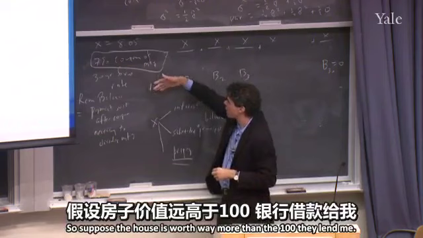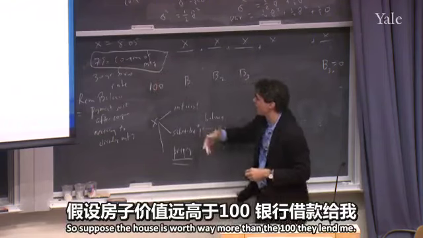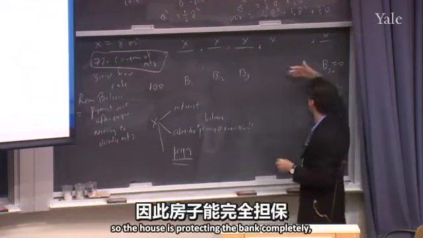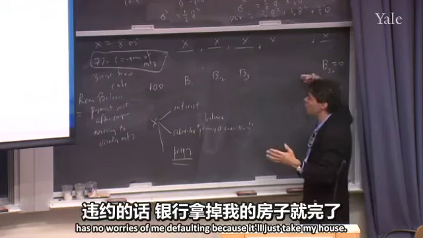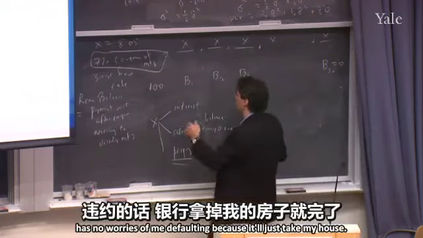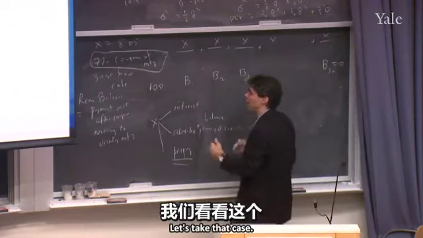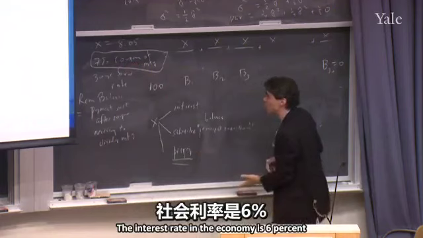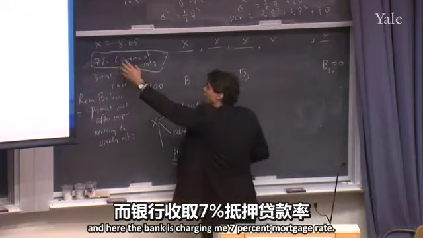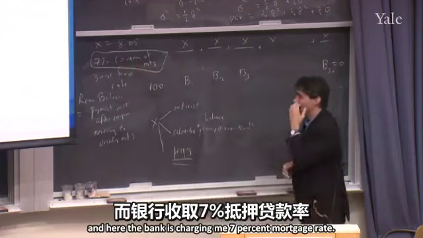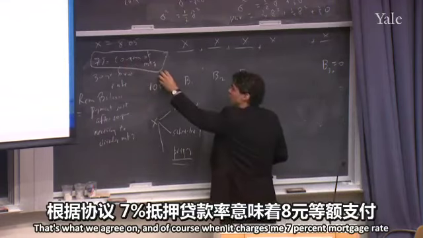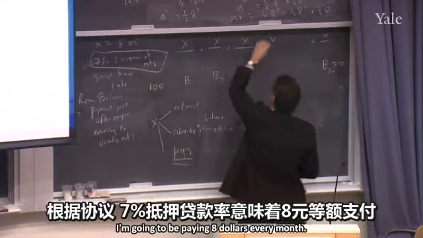So suppose the house is worth way more than the $100 they lend me. The amount I'm owing the bank is only going down, so the house is protecting the bank completely, and it has no worries of me defaulting, because it'll just take my house. Let's take that case. The interest rate in the economy is 6%, and here the bank is charging me a 7% mortgage rate. That's what we agree on. And of course, when it charges me 7%, I'm going to be paying $8 every month.